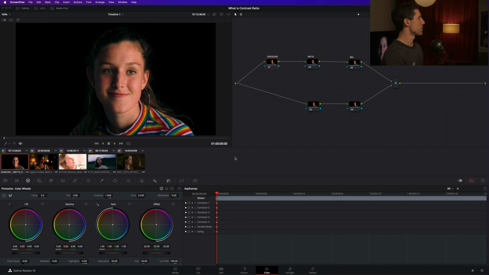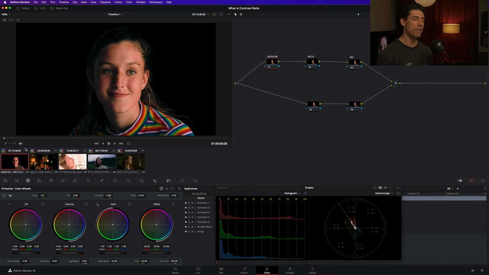Let's take a look here inside of Resolve and talk about contrast ratio. So first things first, let's start with that photographic definition of contrast ratio that I referenced a moment ago. When we're talking about shooting something, we're talking about cinematography, we're talking about working on set, when we use the term contrast ratio, here's what we mean. We are referring to the ratio between the light reflecting off the key side of our subject versus the light reflecting off the fill side of our subject.